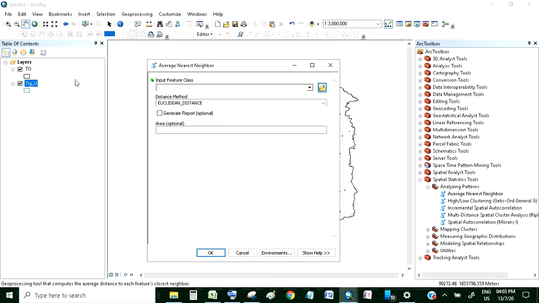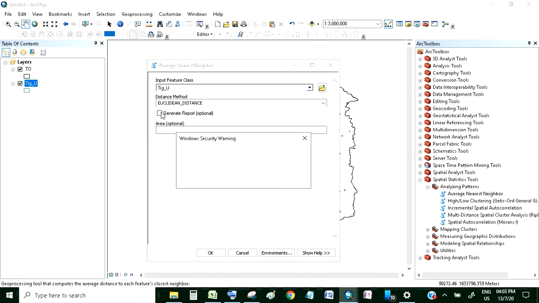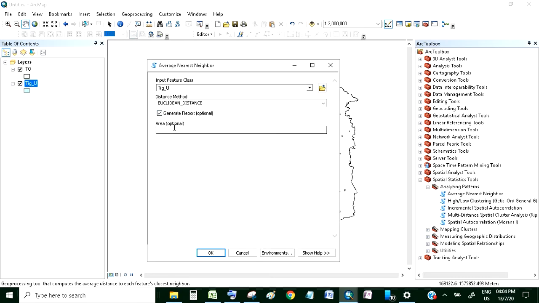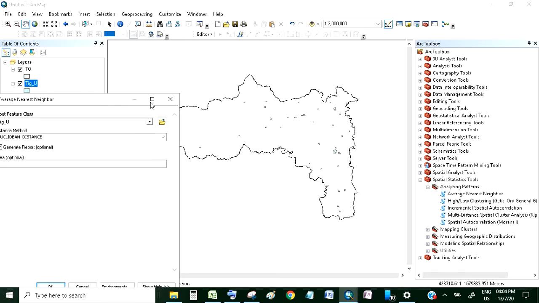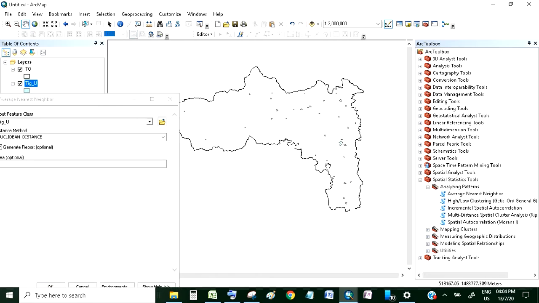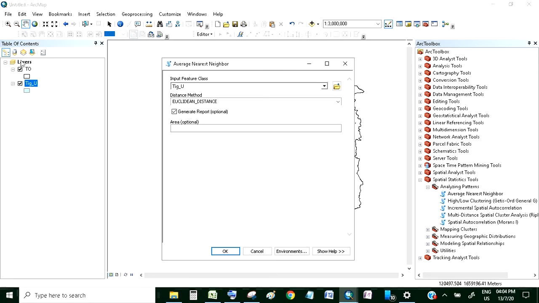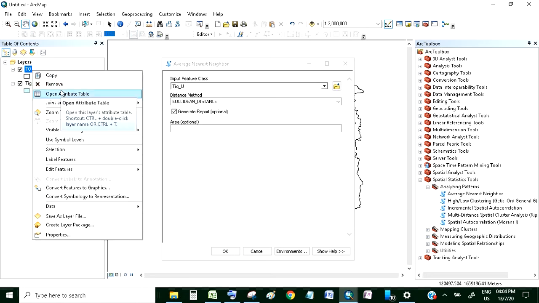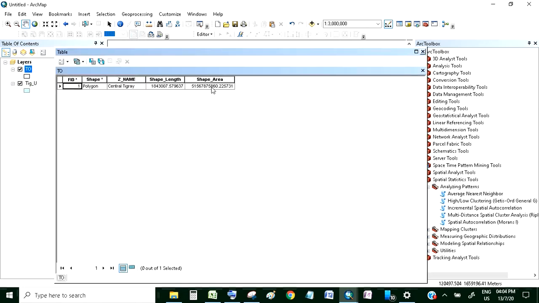Here I will take my feature class, and of course I have to generate a report because this is important for me. And the area is optional. If you leave it, then it will take only the boundary covering all these points. Otherwise, for better analysis, you can give the area of the Tigray region. This is the shape area.